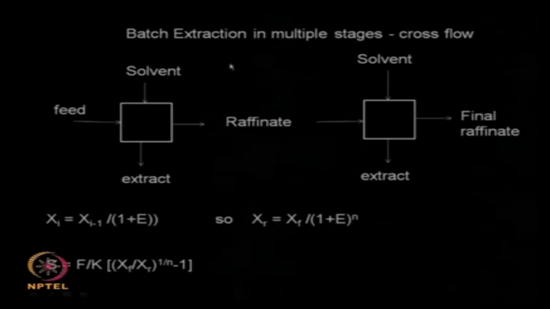Or if you do an overall mass balance considering n distinct stages, XR, that is the concentration of the solute in the raffinate, will be equal to XF divided by 1 plus E raised to the power n. N is your number of stages. Very simple equation.